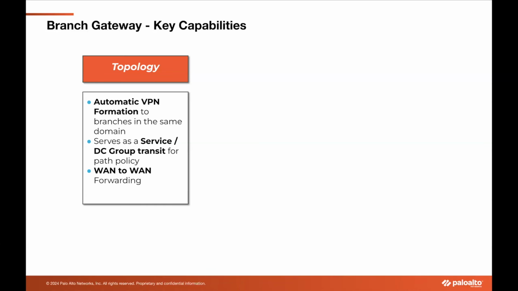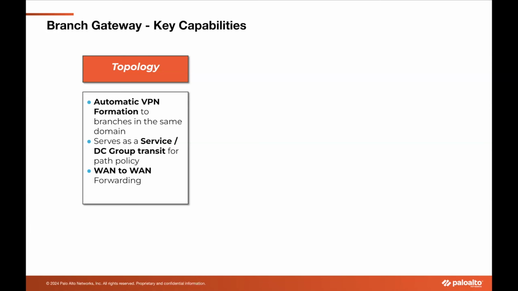Additionally, a branch gateway node or site can also be a transit location in the service and DC group selection. And that's used in path policy, just like you would set a data center or Prisma Access as a transit location, you can now set a branch gateway site as a transit location. And then WAN-to-WAN forwarding is allowed.